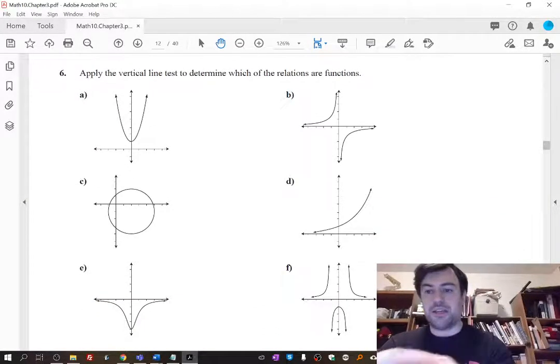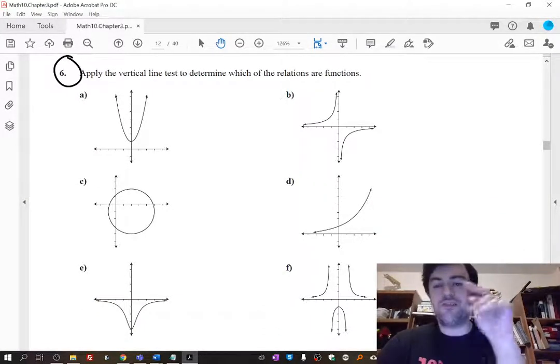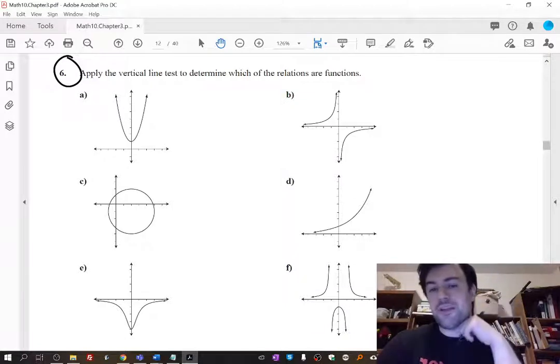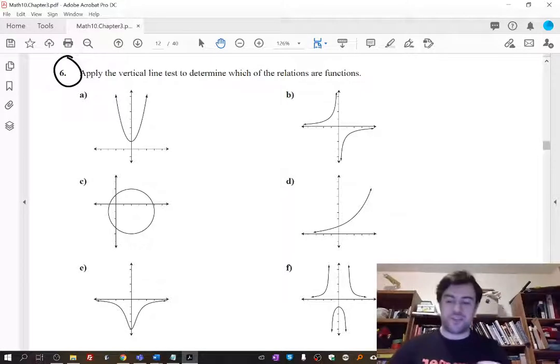Next, in the next video, we're going to be looking at how you see if a relation, when you're seeing it as a graph, is a function or not. So that's going to be in the next video.